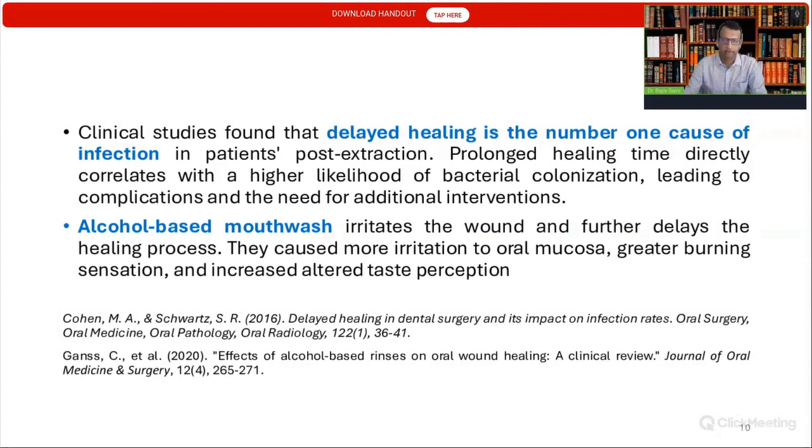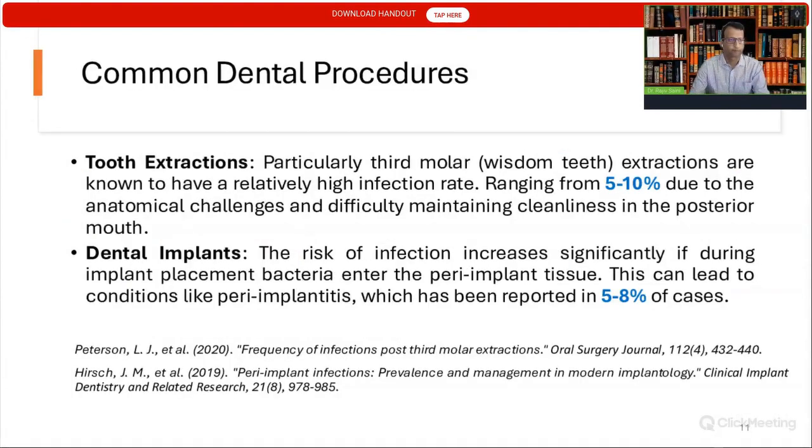Another important aspect is the type of oral care product we use. Alcohol-based mouthwash irritates the wound. It creates an irritating atmosphere. The healing tissues, the healing cells get disturbed, and hence it delays the healing process. And because of the burning sensation and taste alteration, even the compliance is very poor. So the healing process depends upon the product as well.